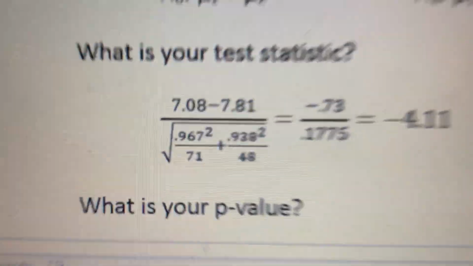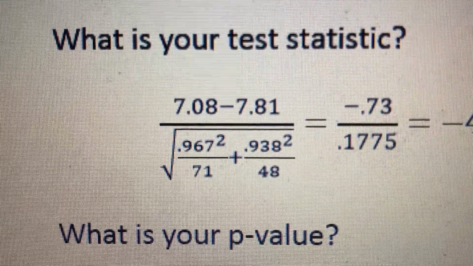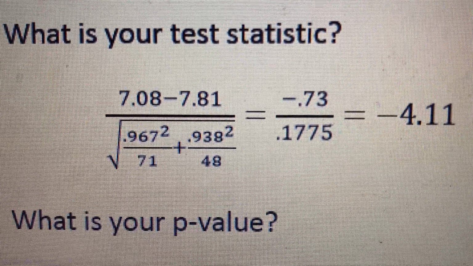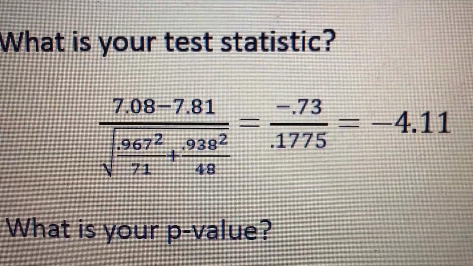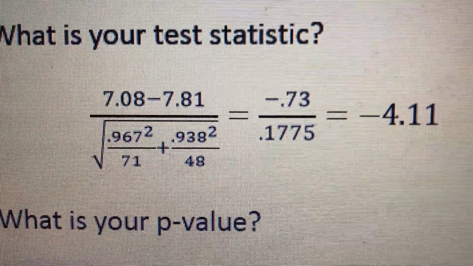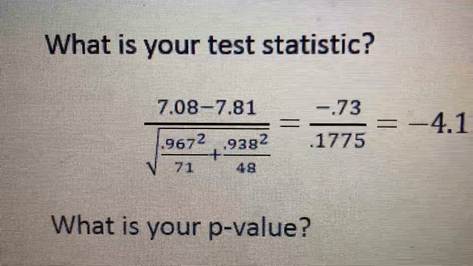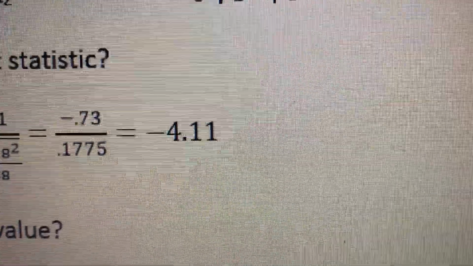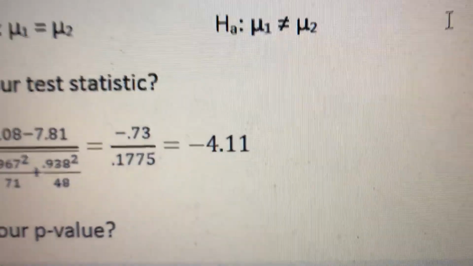Calculating our test statistic, our sample estimate, the difference between our sample means, is negative 0.73. Our null standard error, the square root of 0.967 squared over 71 plus 0.938 squared over 48, equals 0.1775. Make sure you can come up with these numbers. And then our test statistic is negative 4.11.